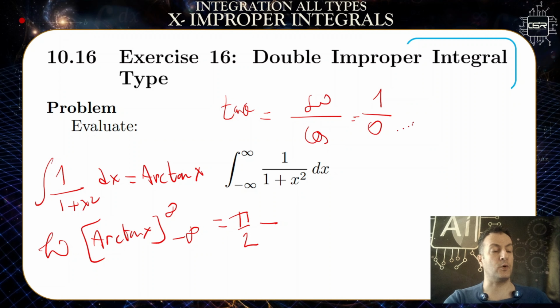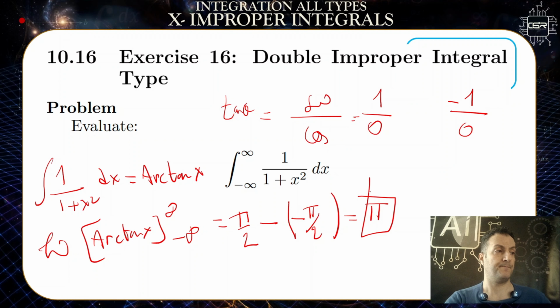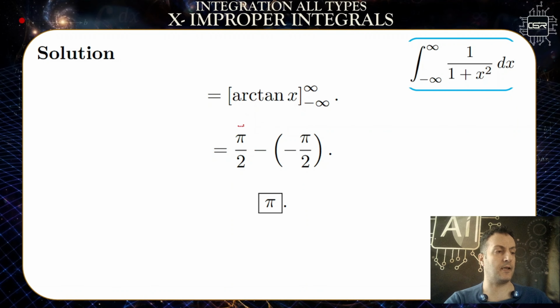minus, now, for which angle do we get minus infinity? That would be minus 1 over 0, which is minus pi over 2, because the sine of minus pi over 2, minus 90 degrees, would be negative. Hence, it is pi over 2 minus minus pi over 2, equal to pi over 2 plus pi over 2, or plus pi. And here's the answer, as we mentioned. It's pi over 2 minus minus pi over 2, so plus pi.